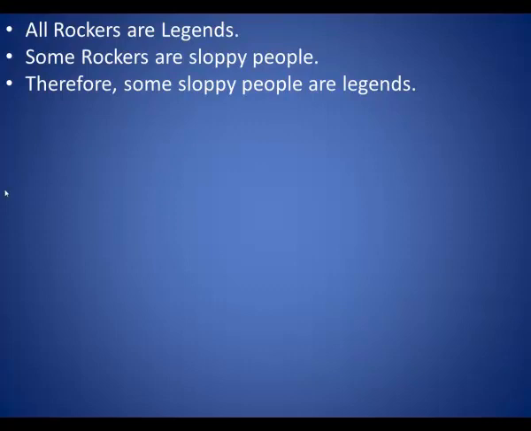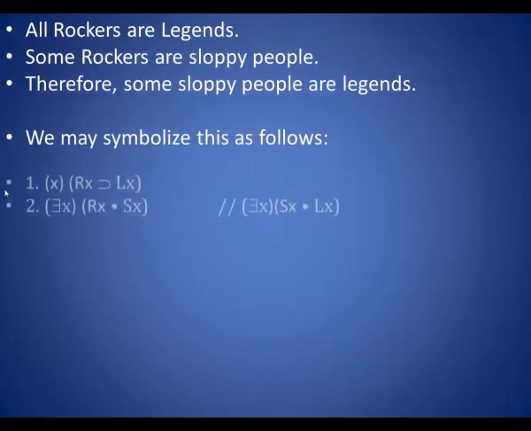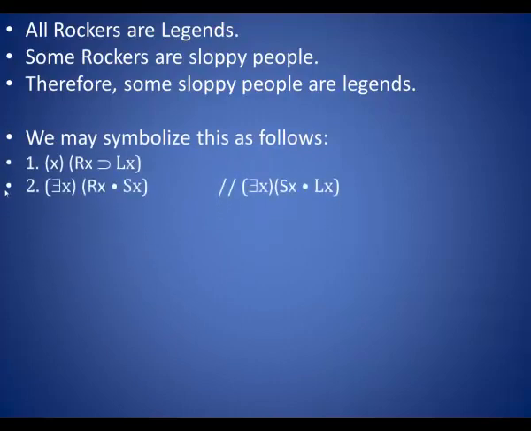All rockers are legends. Some rockers are sloppy people. Therefore, some sloppy people are legends. We can symbolize this as follows. Remember, line 1 is a universal statement, so we will use a universal quantifier and translate it as a conditional. Line 2 is a particular statement, so we will use an existential quantifier and translate it as a conjunction. And my conclusion is a particular statement, so we will use an existential quantifier and translate it as a conjunction.